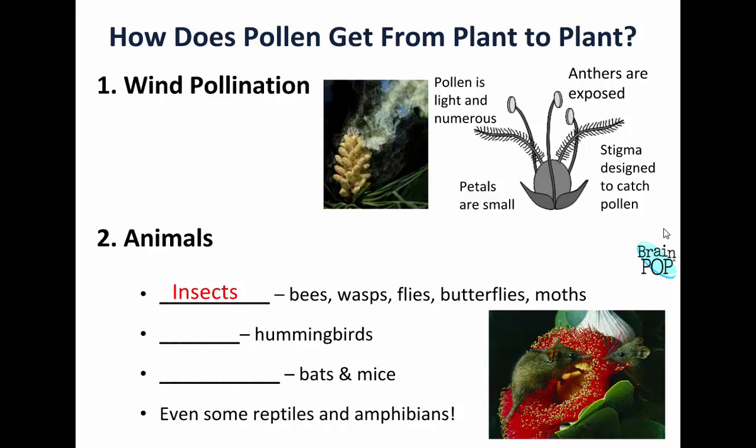Bees, wasps, flies, butterflies, moths, all of those act as pollinators. Birds are pretty frequently pollinators as well, like a hummingbird. Sometimes even mammals, like bats or mice, can be pollinators, and even amphibians and reptiles once in a while. So many types of animals act as pollinators.